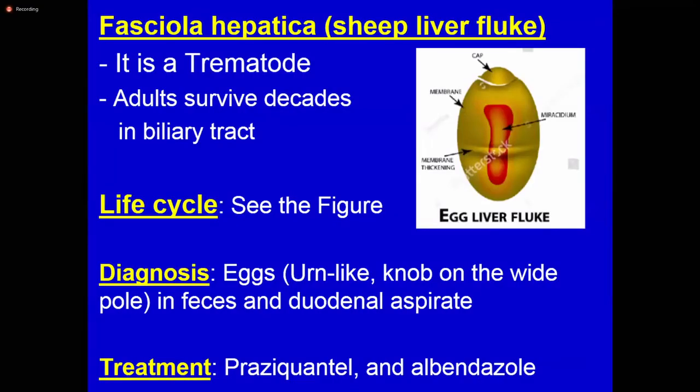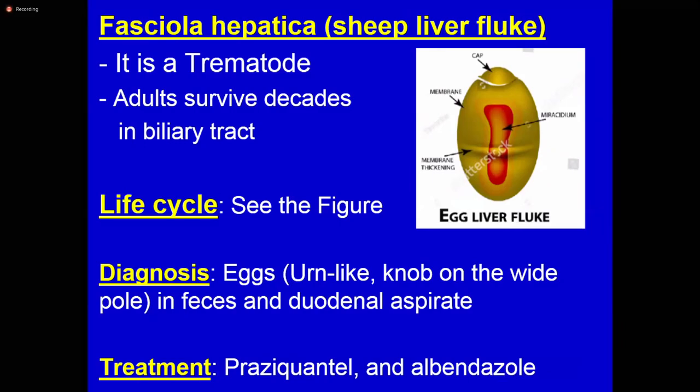The last one is Fasciola hepatica, the sheep liver fluke. Fasciola is a trematode. Again, we come to trematode. We said Schistosoma is a trematode. The adult can survive for decades in the biliary tract. So where does Fasciola live? In the biliary tract.